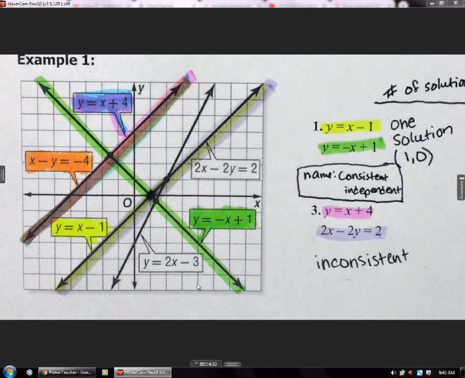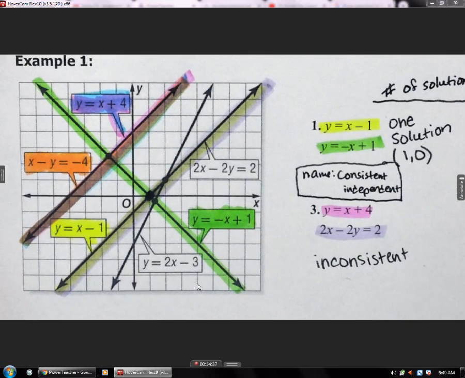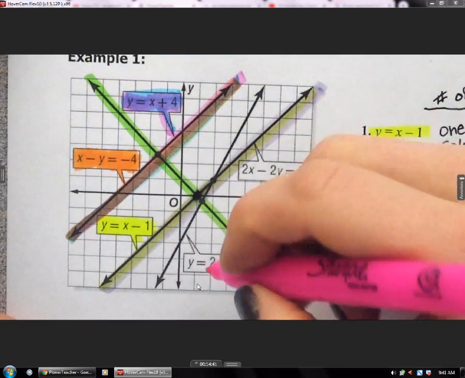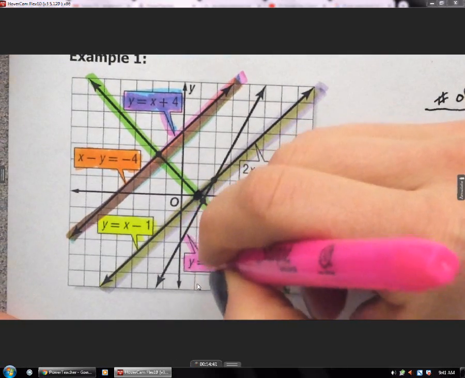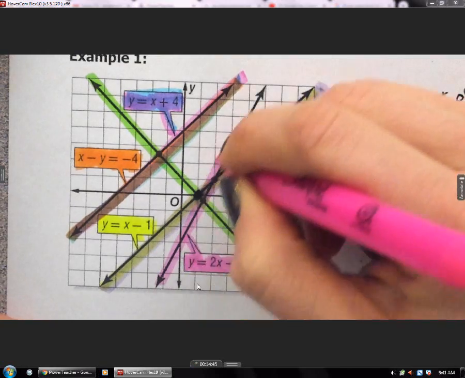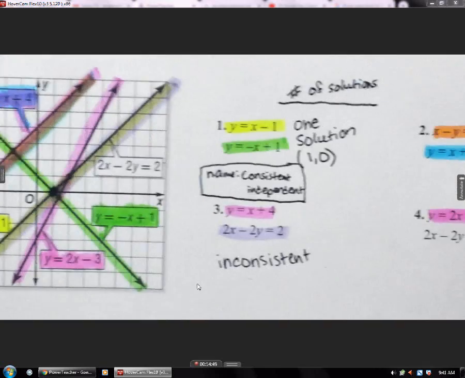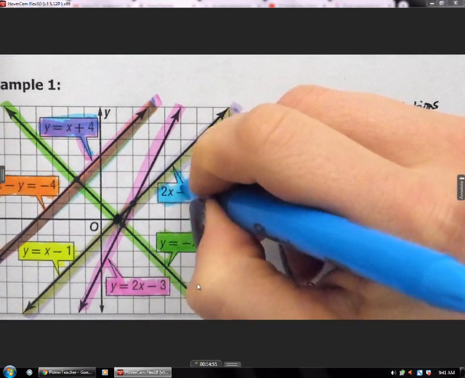Okay, last type. Y equals 2x minus 3. I'll make that one pink. 2x minus 3, that one on my graph is right here. The only line I haven't used yet. And the equation 2x minus 2y equals 2. Whoops, that's this one right here.